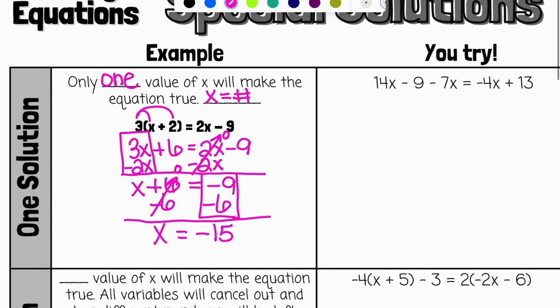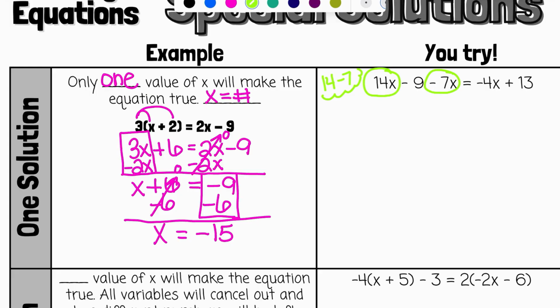Now, what I would suggest that you do is pause this video, and I want you to try the 4x minus 9 minus 7x equals negative 4x plus 13. Pause the video, give that one a try, and then push play, and let's work it out together and see if you got it right. All right, let's see what you did.